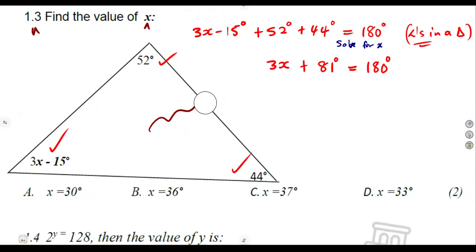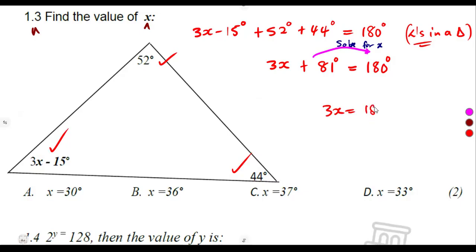Solve for x. Remember, we are solving for x. So what are you going to do? Take the 81 to the other side of the equal sign. Once we have moved it to the other side of the equation, it changes the sign. So let this one cross the equal sign, meaning to say 3x is equal to what?